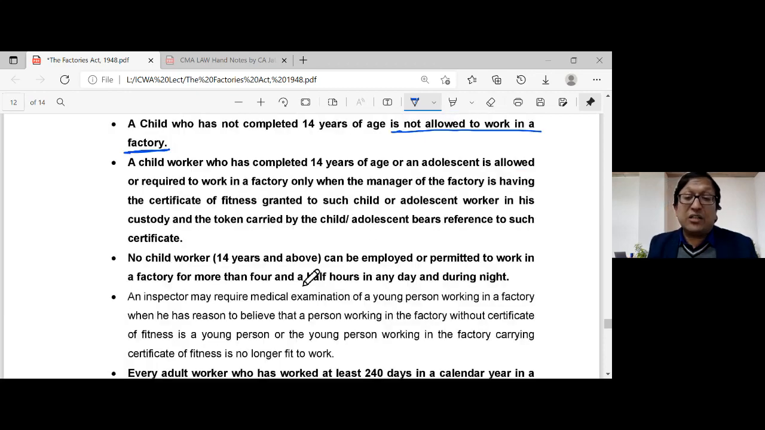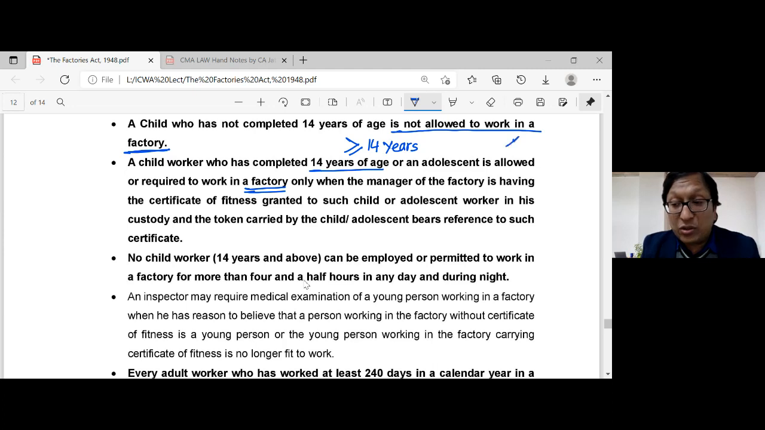So a child worker who has completed 14 years of age, or an adolescent, is allowed or required to work in a factory. Yes, you can work in a factory if you have completed 14 years of age. Say you are not an adult, so this means less than 18 years. You have attained the age of 14 years or above.